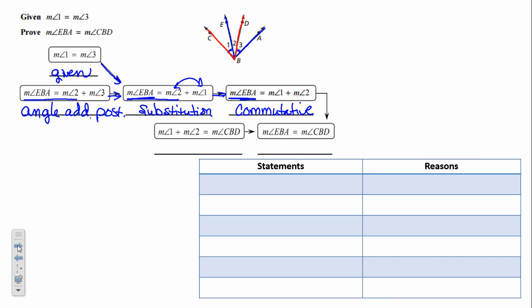The next one is going to be, well, look here. We've got now a new line of thought coming in, not connected to anything else. And it's saying that the measure of angle 1 plus the measure of angle 2 is equal to this red angle, CBD. How can we say that?